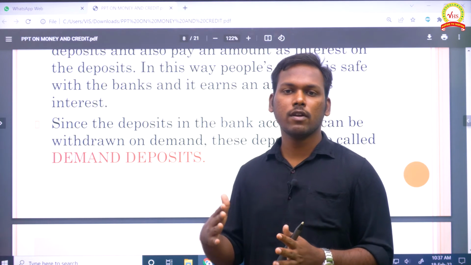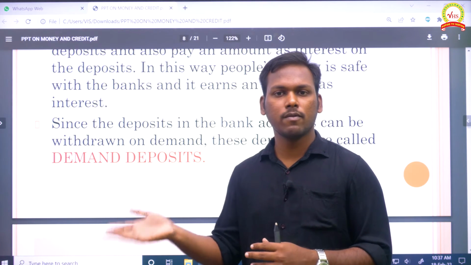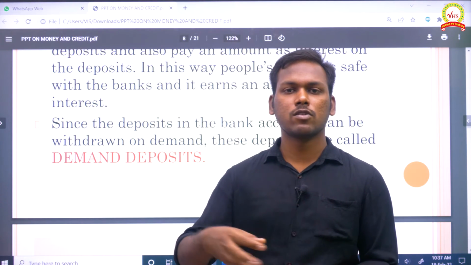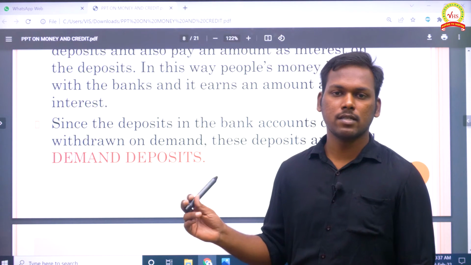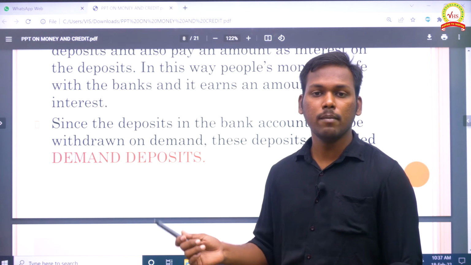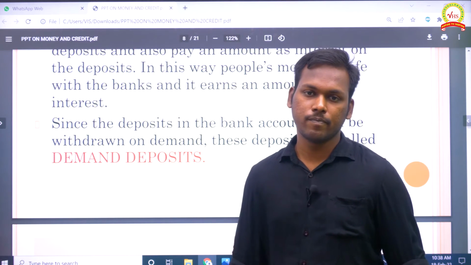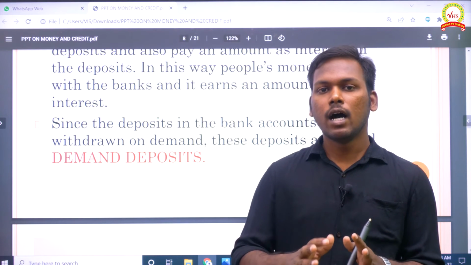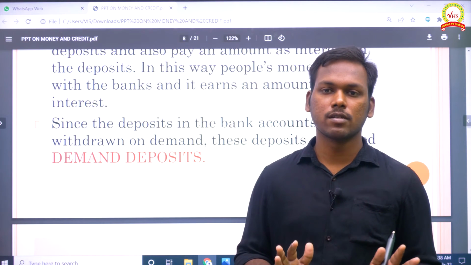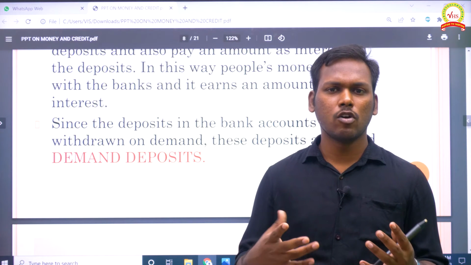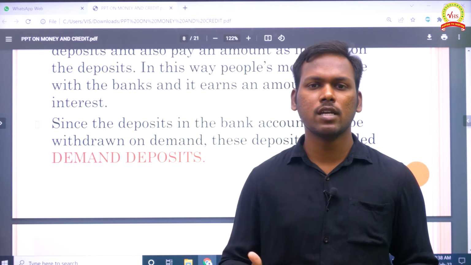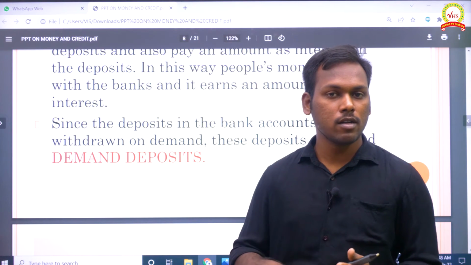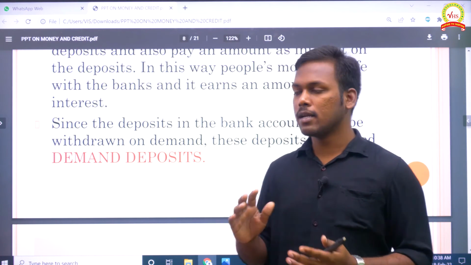When you do this, the amount can be withdrawn at any time, whenever you want. On demand you can withdraw the money. This is called demand deposit. Demand deposits are different from demand draft, and you have to be clear about that. I hope now you have got some idea about money and bank activities. These things are very normal and quite easy, children, what you see in your daily life. That's all about money, modern currency and bank deposits.